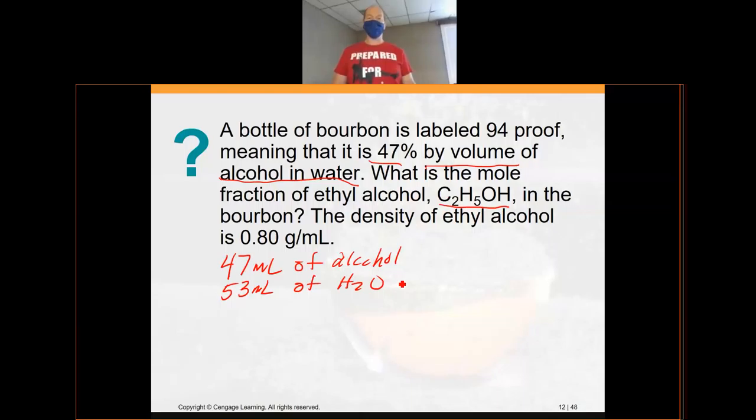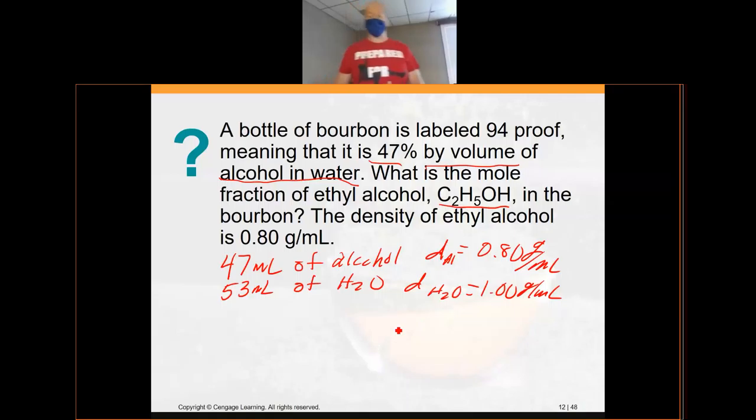All right, so now, what is the mole fraction of the ethyl alcohol in bourbon? The density of ethyl alcohol is 0.80 grams per milliliter. And of course, the density of water is 1. It is definitely 1 to 2 sig figs. And when they're only given 47% to 2 sig figs, and they only give the density of the ethyl alcohol to 2 sig figs, we're going to get our answer to 2 sig figs.